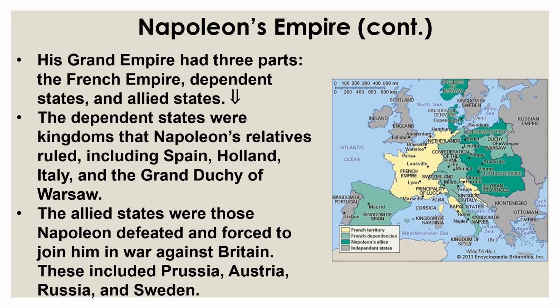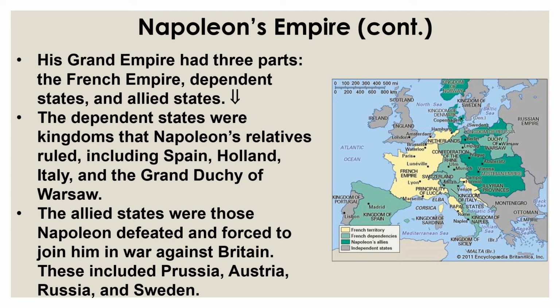This included Spain, Holland, or the Netherlands, Italy, and the Grand Duchy of Warsaw, which is a portion of what will eventually be Russia, but at this point it was its own little territory. It's basically in Poland, is what it was.